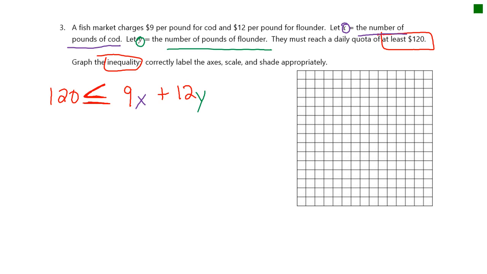Okay? The next step is to label your X and Y. This is my Y, this is my X. And guess what? They already told you. Look, X is the number of pounds of cod. So X is going to be the pounds of cod. Y, they tell you, is the number of pounds of flounder.